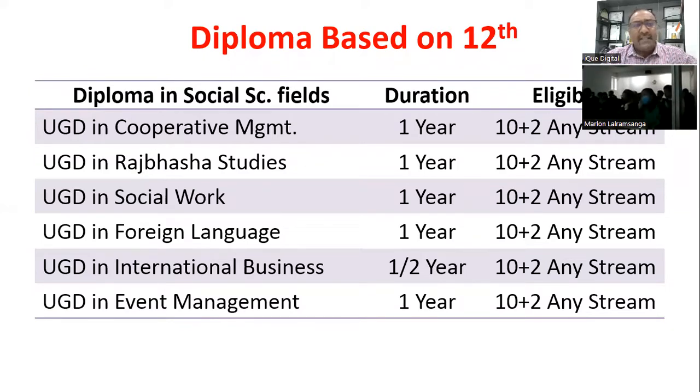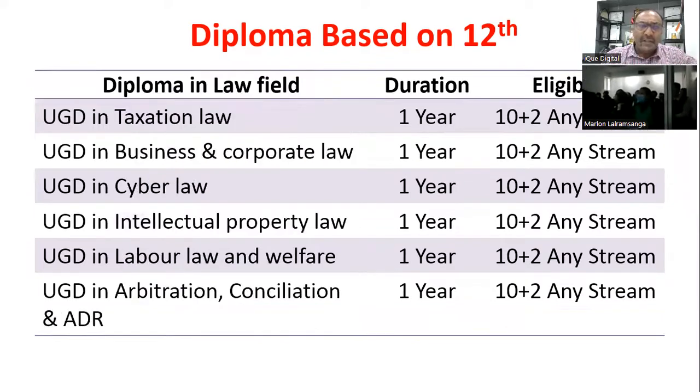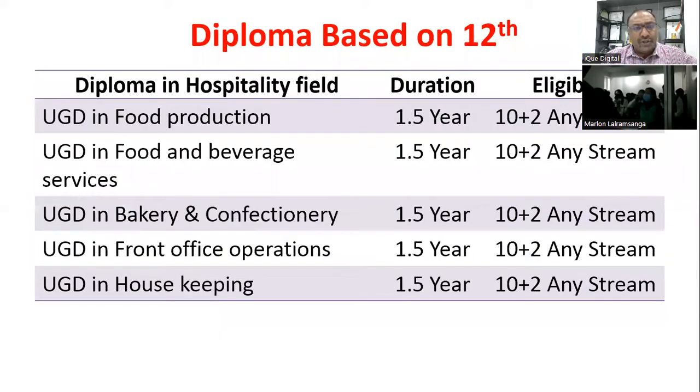you could specialize in cooperative management, Rajbhasha studies, social work, foreign language, international business, event management. Or in law field, you can become a diploma holder in taxation law, business corporate law, cyber law, intellectual property law, labor law, arbitration, conciliation, alternate dispute resolution.